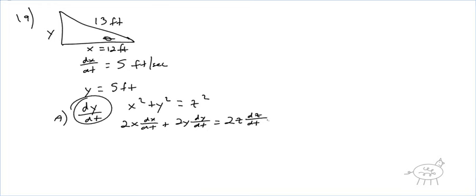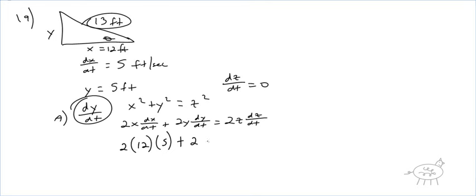What's constant here? Didn't you just agree the ladder is never changing length? It's staying at a 13-foot ladder. So that's why you can say dz/dt equals 0. Okay, so let's plug it in. We have 2 times 12 times 5 dx/dt plus 2 times y, which is 5, dy/dt equals 2 times z, which is 13, times 0.